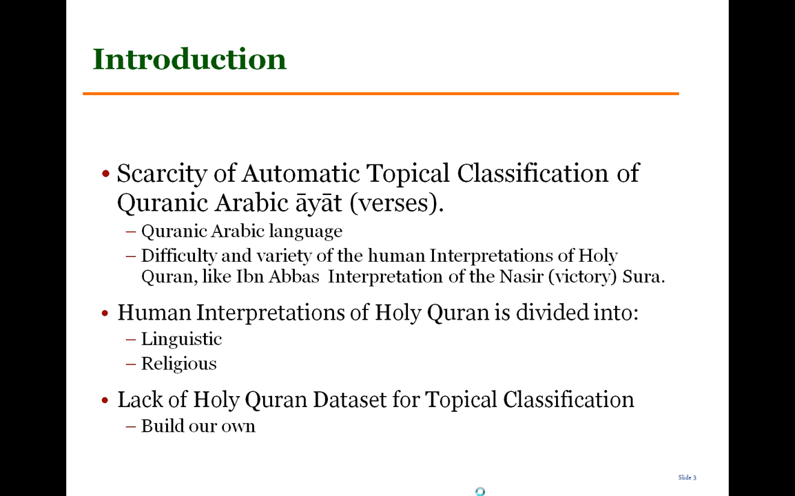In the literature, we found few studies about automatic topical classification of Quranic Arabic Ayat or verses. This is due to the Quranic Arabic language, which is difficult to process and needs a complicated processing technique, and to the difficulty and variety of human interpretation of the Holy Quran.